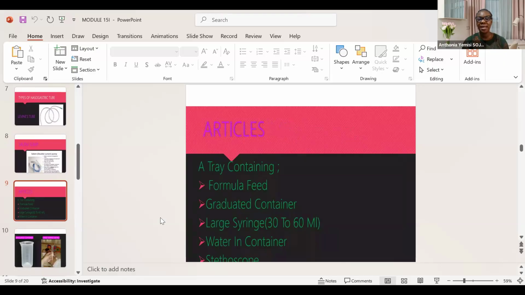So in preparing to insert a nasogastric tube, some things that you would want to get together will be, of course, the nasogastric tube itself, the feed or the food or the liquid or the medication that will be passed through the nasogastric tube. Then a graduated container, could be a syringe, so that it has calibration, it has volume, so that you know what it is you have administered to the patient. Then you need water in a container and you need a stethoscope.